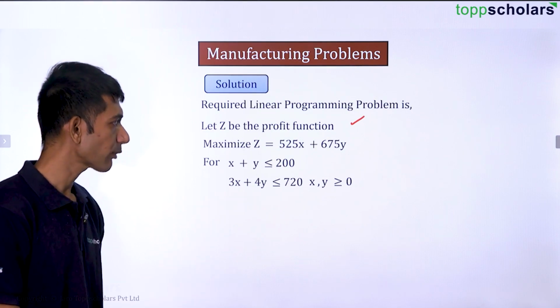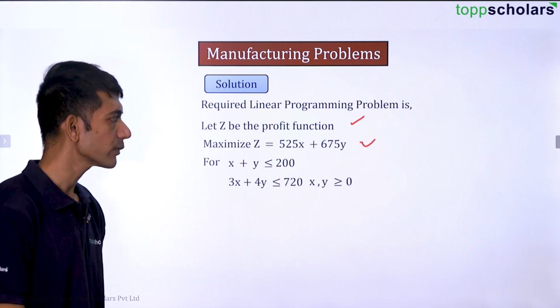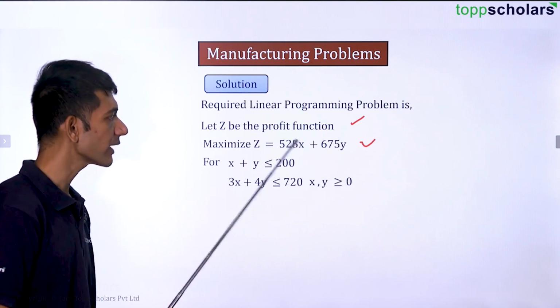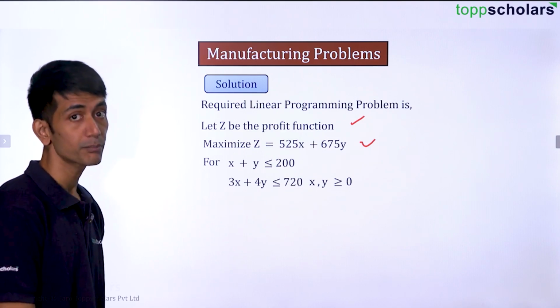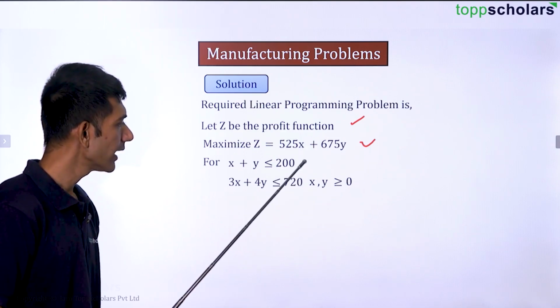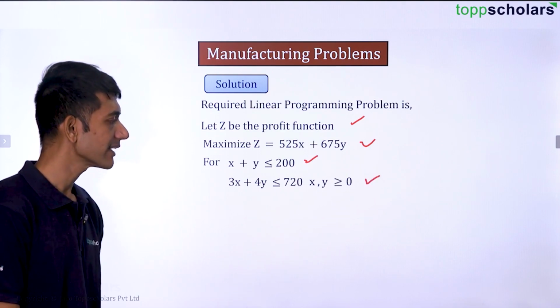We are supposed to maximize the profit. So it is a profit function. Maximize Z equal to 525x plus 675y, because 525 is the profit per black and white TV, and 675 rupees is the profit per color TV. Subject to x plus y less than or equal to 200 and 3x plus 4y less than or equal to 720.